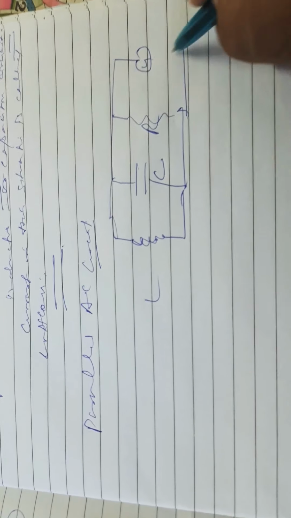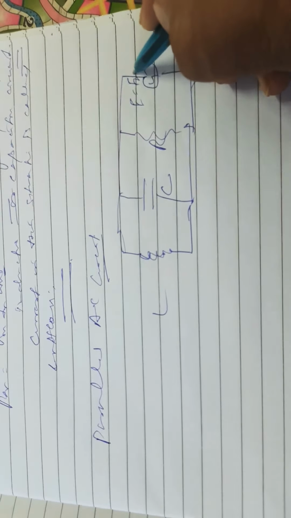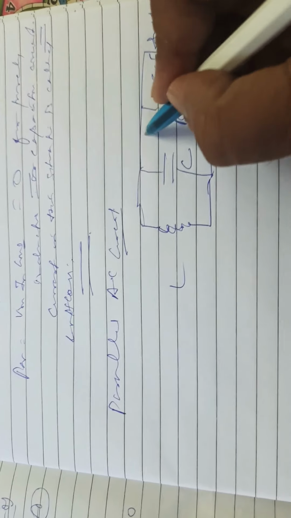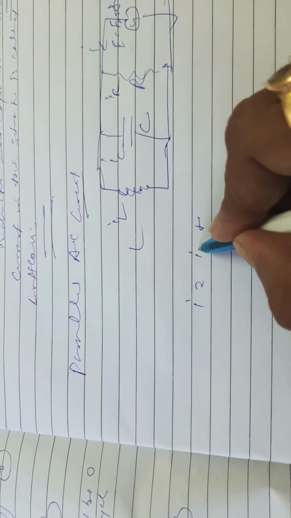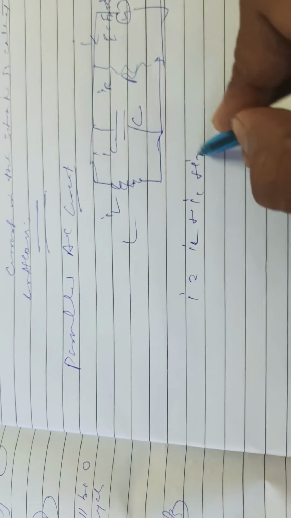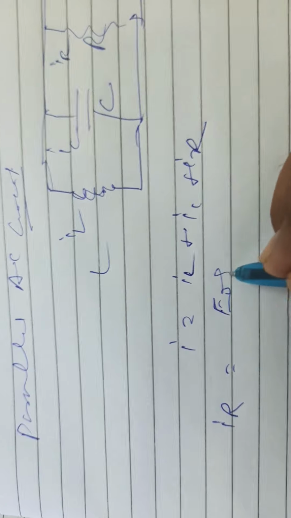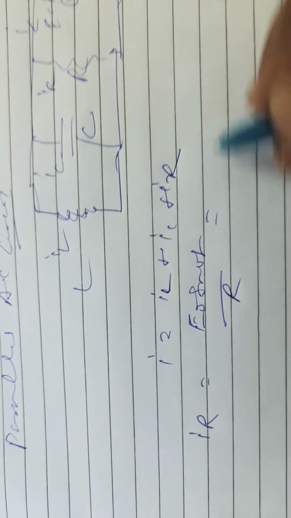And this is the source, so this will be E equal to E naught sine omega t. Here there is the current IR instantaneous, IC instantaneous, and IL. So if this is I, we'll have I is equal to IL plus IC plus IR. Now how to find out the value of these currents? For IR, we write E naught sine omega t by R. This is equation number 1 or 2.